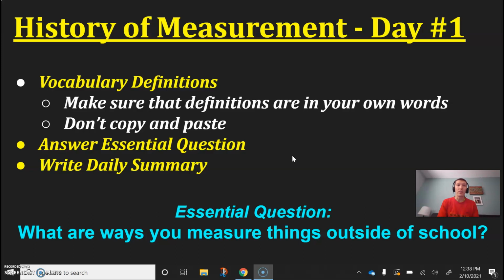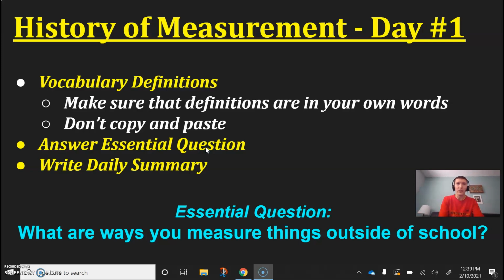And remember when you do that to make sure that definitions are in your own words, not just copying and pasting from Google. And then after that, you'll want to make sure you answer today's essential question and write a daily summary. And the essential question for today is, what are ways that you measure things outside of school?